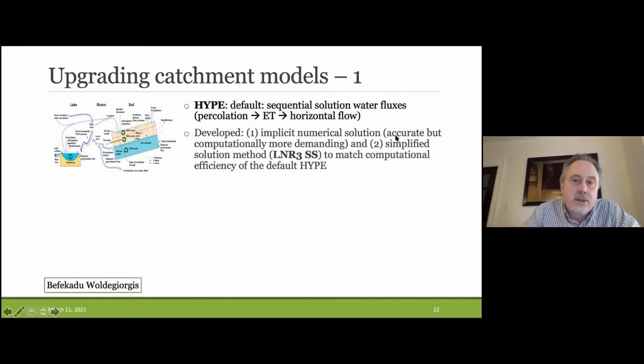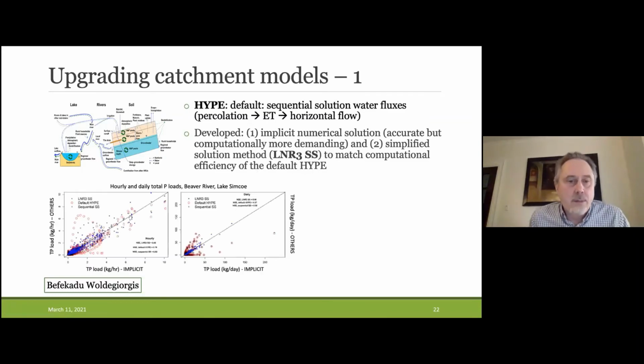But it's computationally much more demanding, particularly if you want to do a lot of runs, and if you want to run this at a large catchment scale and look at carbon, nitrogen, and phosphorus at the same time. So then he produced a simplified solution, the LNR3SS solution. The goal was essentially to match the computational efficiency of the sequential solution that's in HYPE, but also, of course, to match the accuracy of the implicit numerical solution.